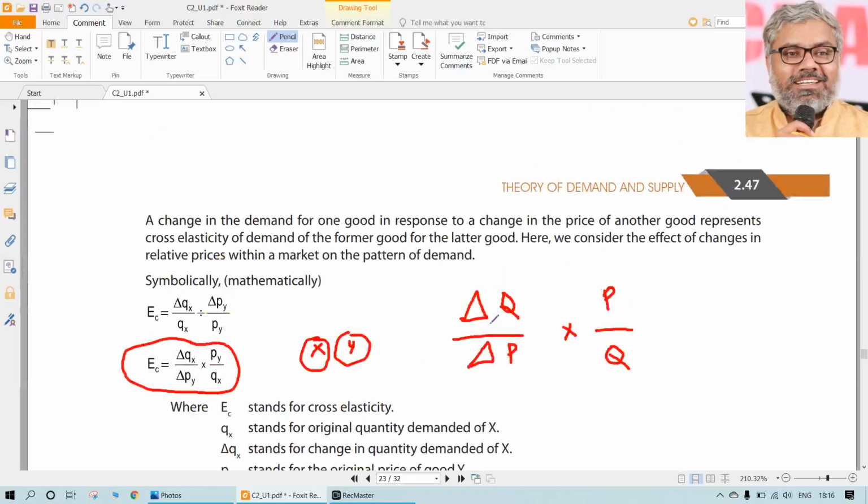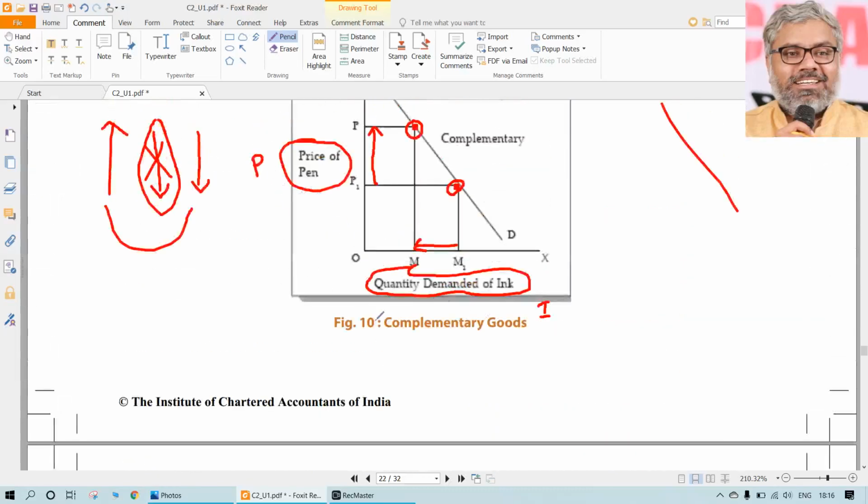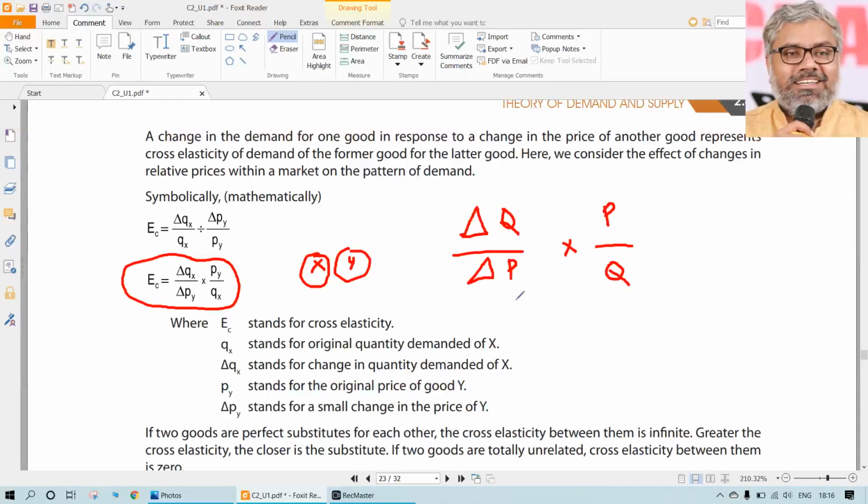But always what we are trying to do is check the price of one commodity and the quantity of some other commodity. So the price of one commodity means it should be any one. If you say price of X, I want to check, then delta P will have X, P also will have X. Then for Q you will check not X, you will check Y. So delta Q will have Y, Q also will have Y. That is what is cross elasticity.